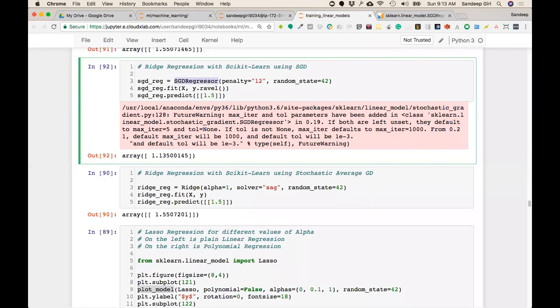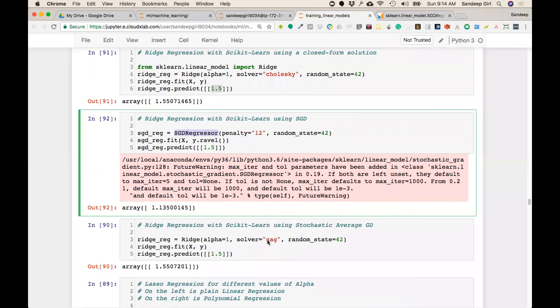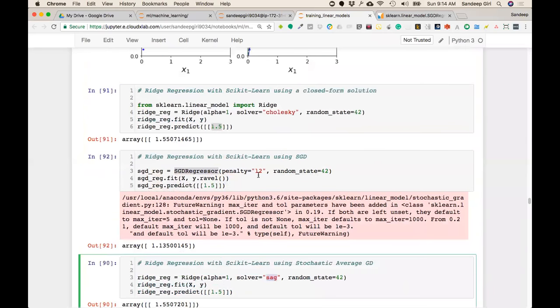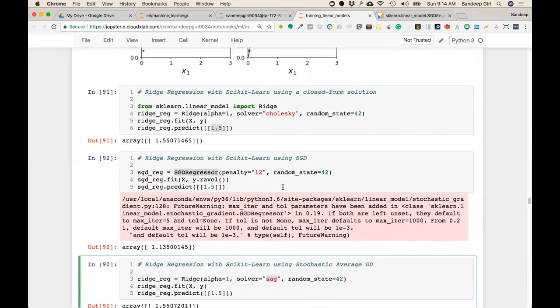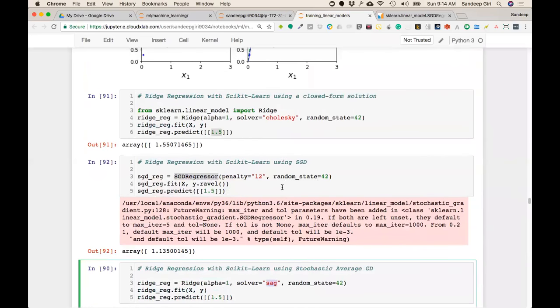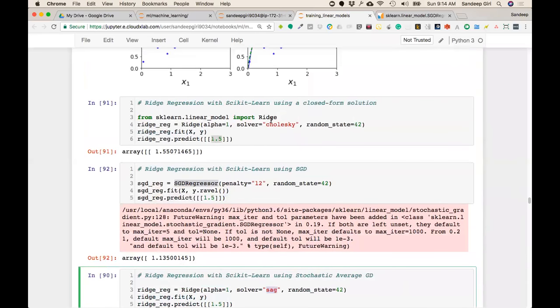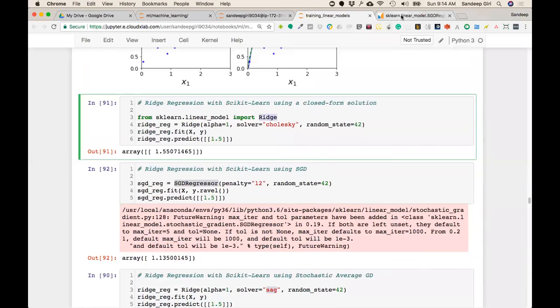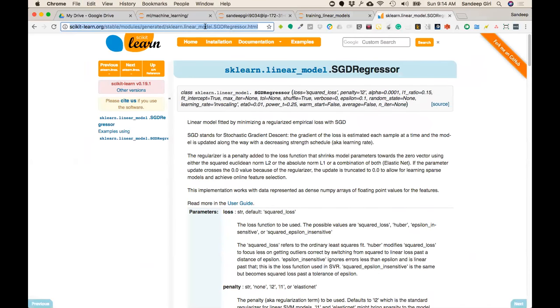Next question is from Gopi. There are variants of ridge regression by changing solver. Yes, there should be. One is SAG, and there are a couple more. I'll just show you some of them.